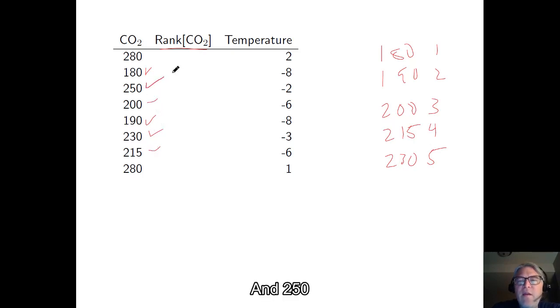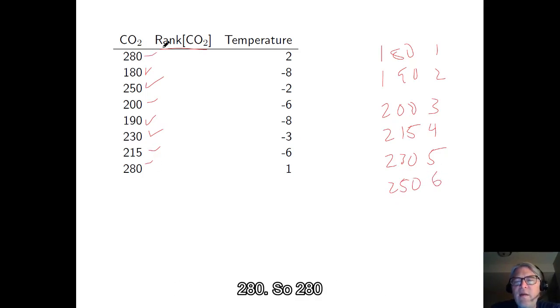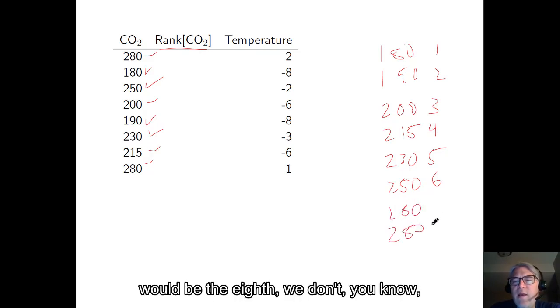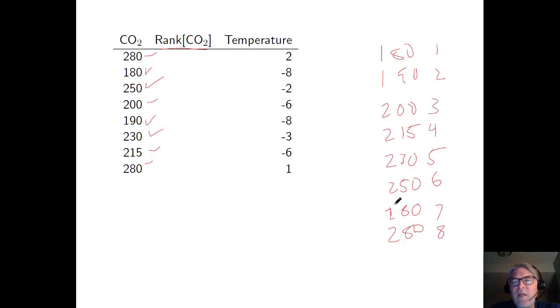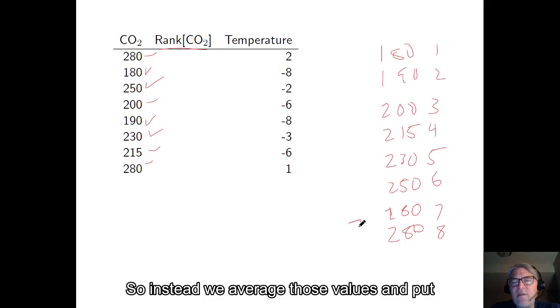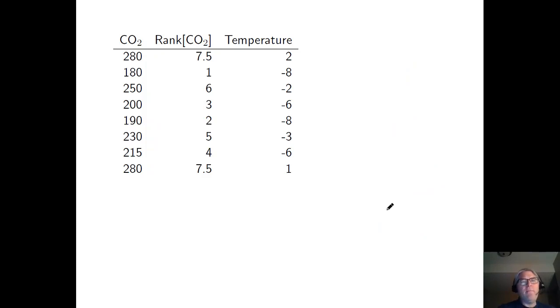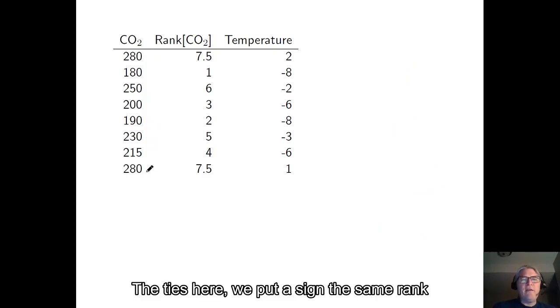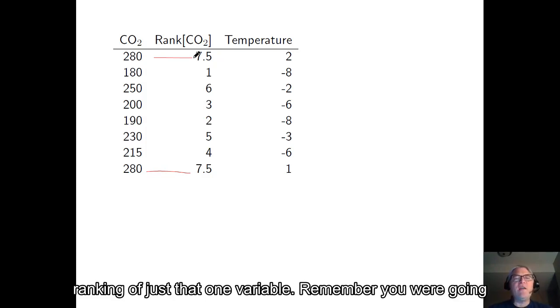And 250. That's the 6th. And then 280. But we've got a tie here in 280. So 280 would be the 7th, and 280 would be the 8th. 7th and 8th would be the raw rankings, but we don't know where to put the 7 and where to put the 8. So instead, we average those values and put 7.5 in both of those. So here's those ranks filled out. The ties here, we assign the same rank to them. So this is the ranking of just that one variable.